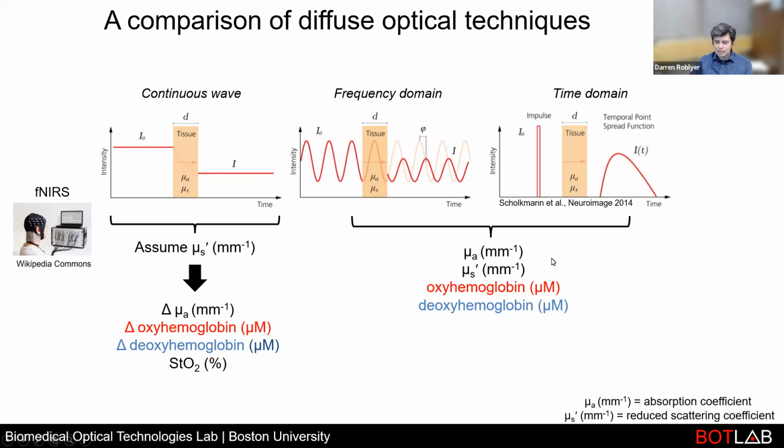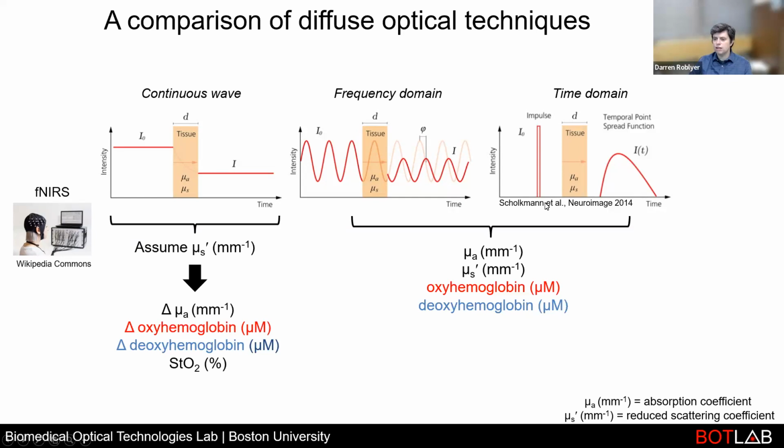Now, if one wants to separately measure and quantify mu-A and mu-S prime, it's necessary to modulate the light source. One can do this by modulating the light source in time. This is called frequency domain diffuse optics. This modulation typically occurs at tens to hundreds of megahertz. And by measuring the amplitude and phase and using a model of light propagation, one can extract mu-A and mu-S.